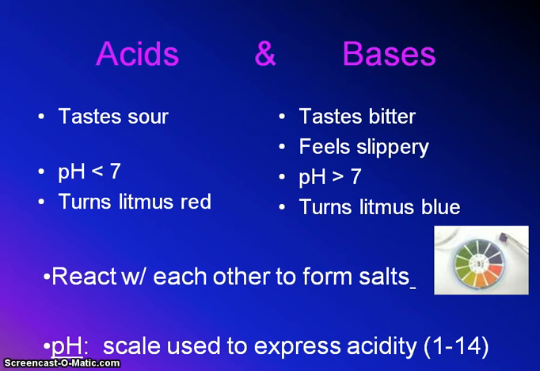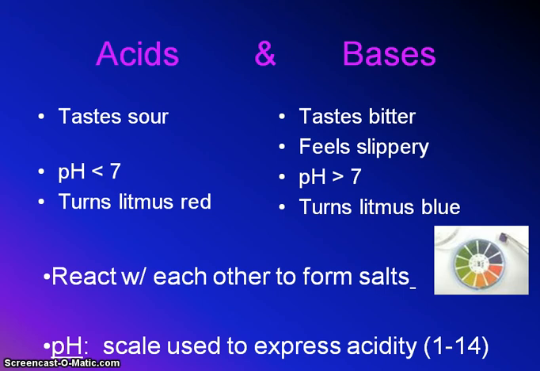The pH scale is used to express acidity. It ranges from 1 to 14, and 7 is neutral. Anything below 7 is acidic, and anything above 7 is basic or alkaline. Litmus paper can also distinguish acids from bases. Acids will turn blue litmus paper red, and bases will turn red litmus paper blue.